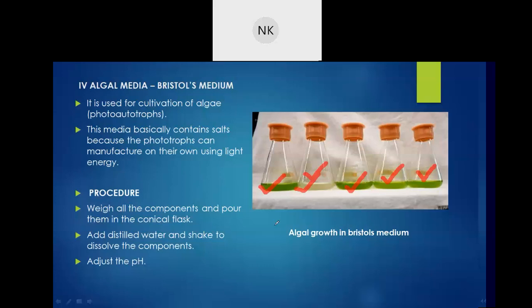Just put it near the sunlight because it requires sunlight. You're not going to place them inside the room or in the incubator. These are photoautotrophs and they require light for energy, for their growth. So we place them near a window where there is provision for sunlight, or outside where there is sunlight. So this is about the algal medium. Generally it takes 30 days, depending upon the availability of sunlight.